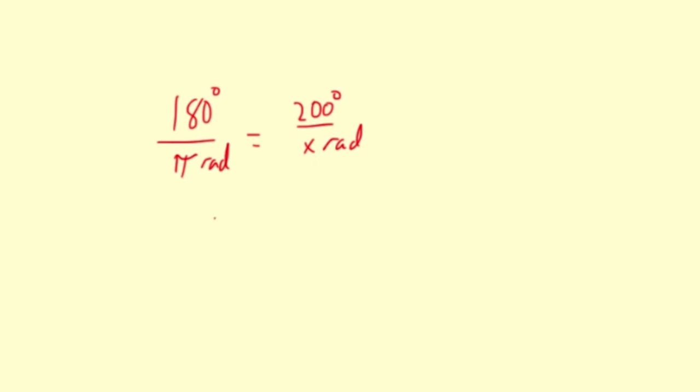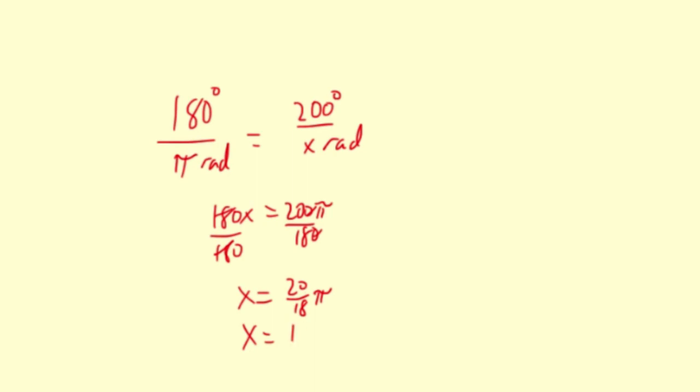So just to show you how that works out, 180 times x equals 200 pi, and then divide by 180 to solve for x. X equals 200 divided by 180, or 20 divided by 18 pi. X is also, when you simplify by 2, 10/9 pi. So that is 200 degrees in terms of radians. So that's coterminal angles and radians. That's the big picture.